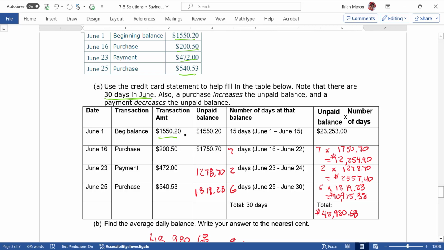So we started off with $1550.20, and so that's the unpaid balance for 15 days. That would be June 1st through June 15th. And the reason it's June 1st through June 15th is on the 16th we made a purchase. So then the purchase made the balance go up, and so it lasted for 7 days, and that's the 16th through the 22nd. And so then you take 7 times that balance and get this $12,254.90.